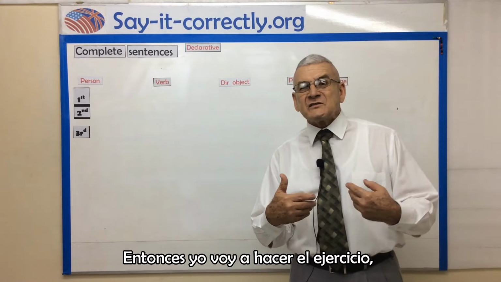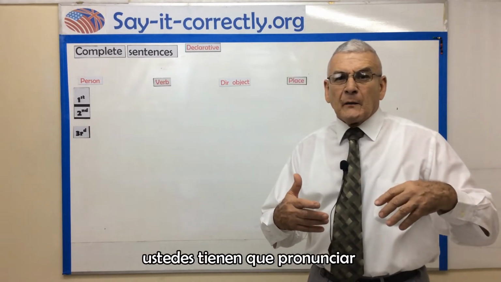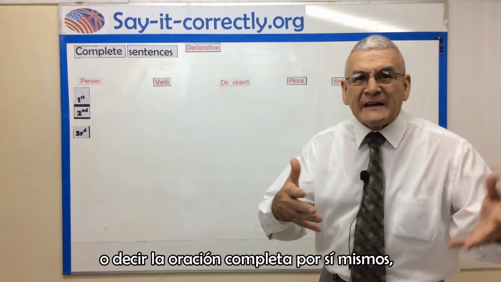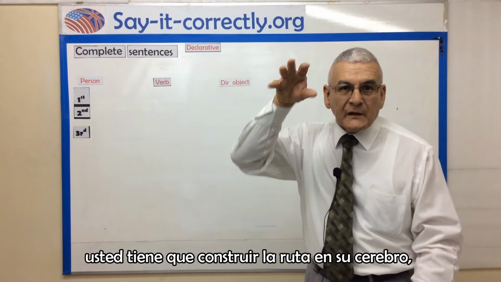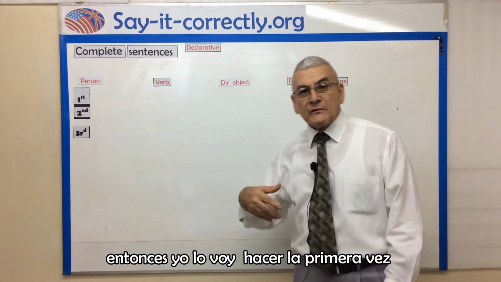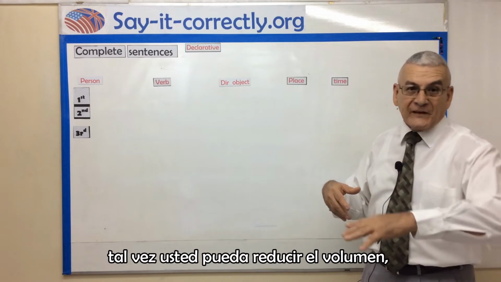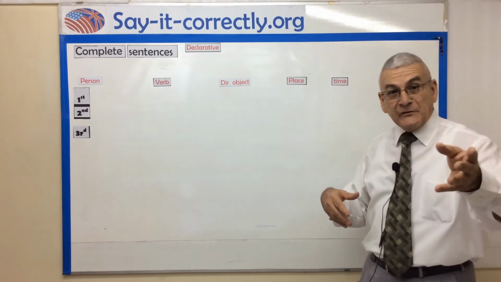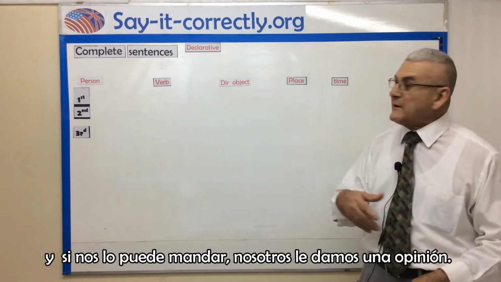Then I'm going to do the exercise for you, but you have to do it yourself. You have to pronounce or say the complete sentence yourself. You have to build the route in your brain. So I'm going to do it for the first time, and then you'll do it again. Maybe you can cut off the volume and listen to yourself. And if you can record it, even better. And you can send it to us and we'll give you our opinion.